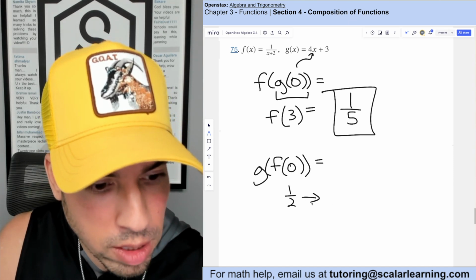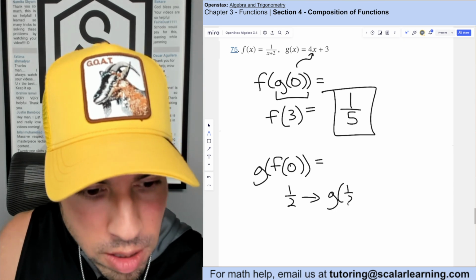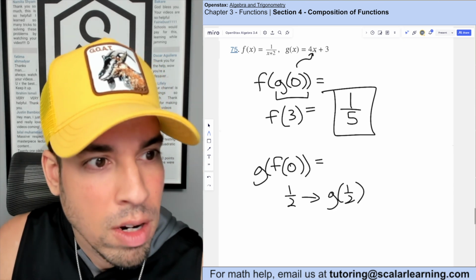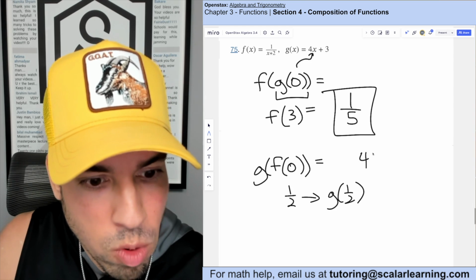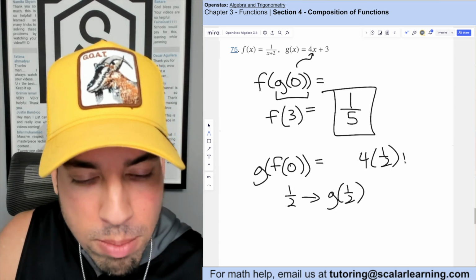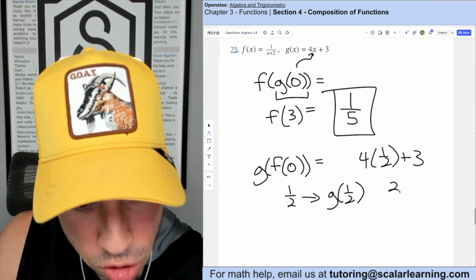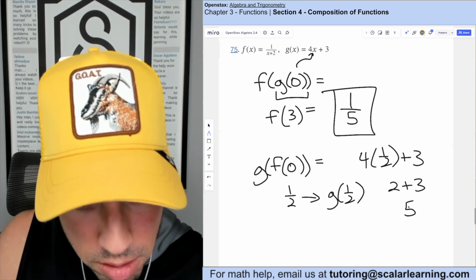So now we're doing g of 1/2. So now I'm plugging in 1/2 for x. So that is 4 times 1/2 plus 3. 4 times 1/2 is 2 plus 3 is 5.